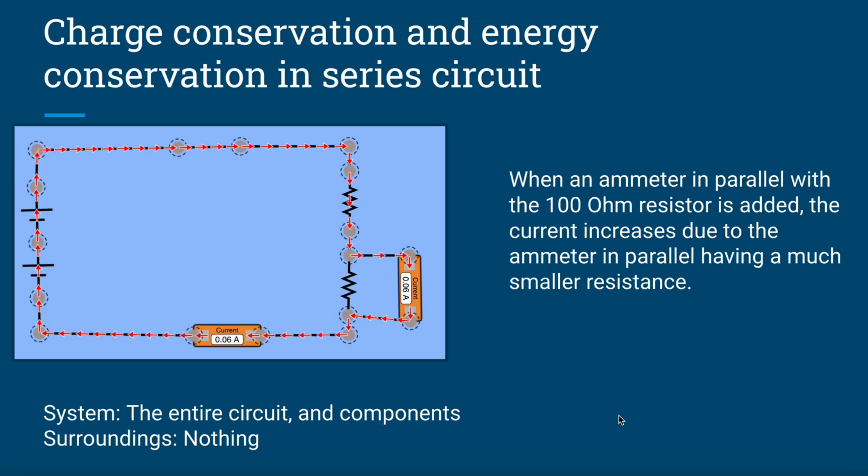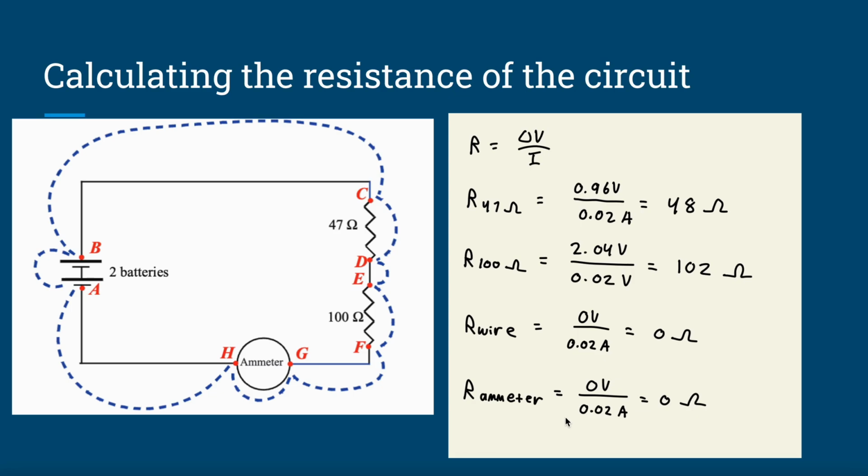So what if we add an ammeter in parallel with the 100 ohm resistor? If we do that, then the current actually increases due to the ammeter being in parallel having such a smaller resistance compared to the 100 ohm resistor. So then we can see that the current increased to 0.06 amps.